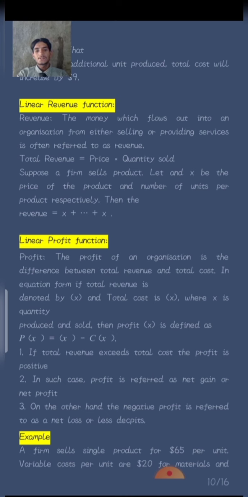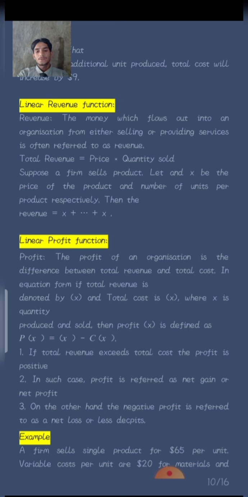Linear profit function. The profit of an organization is the difference between total revenue and total cost. In equation form, if total revenue is denoted by R(x) and the total cost is C(x), where x is the quantity produced and sold, then profit P(x) is defined as P(x) equals R(x) minus C(x).